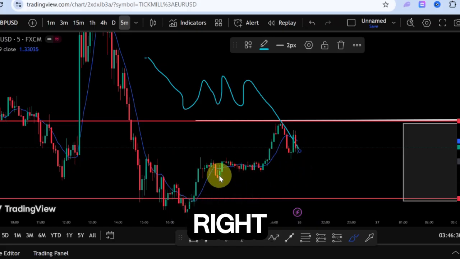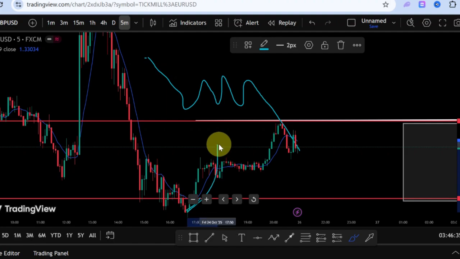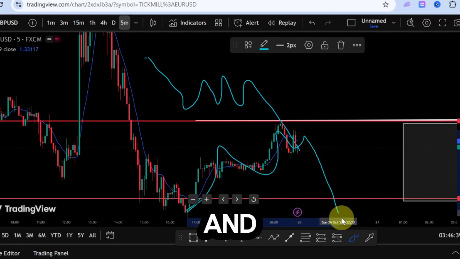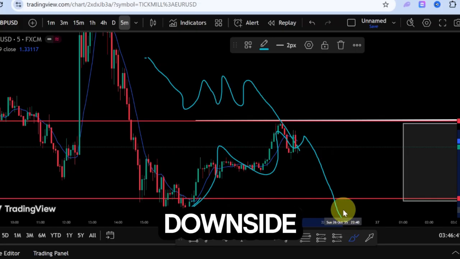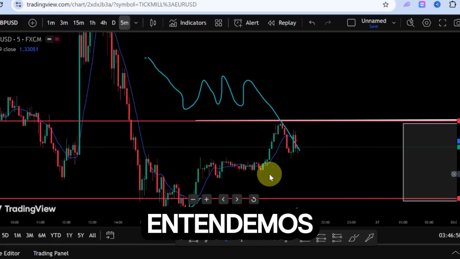So what we are saying is that this right here are all pullbacks. We expect the market to come back and breach structure down to the downside. Currently, the market is closed. That's why I'm not seeing the sticks moving, but that does not mean we cannot still get what we are looking for. You understand?